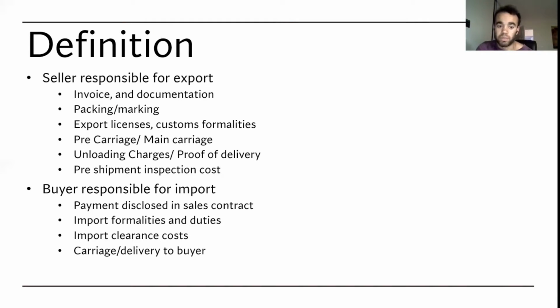Once the product has gone into the export stage, the seller must provide the buyer with proof of delivery documentation.